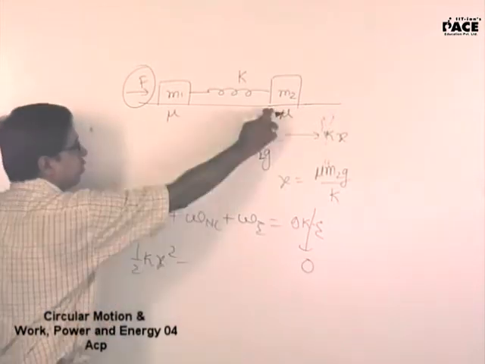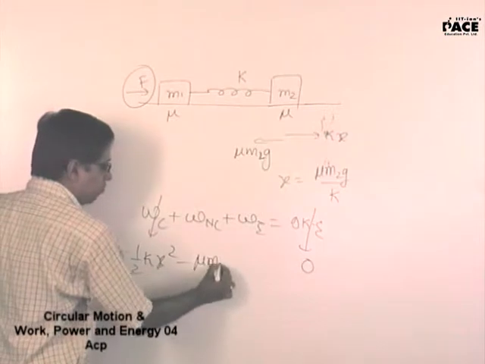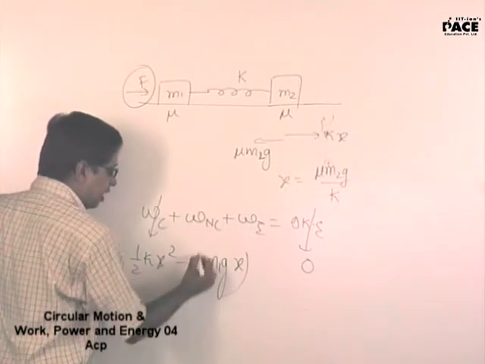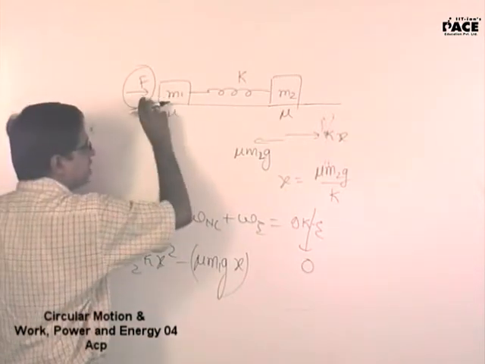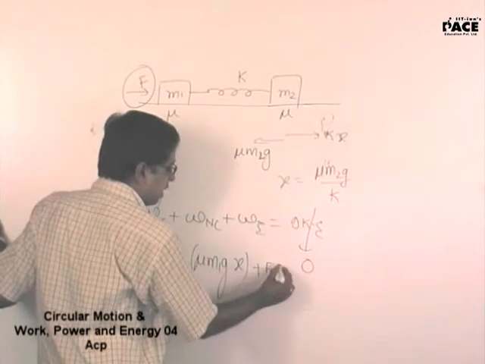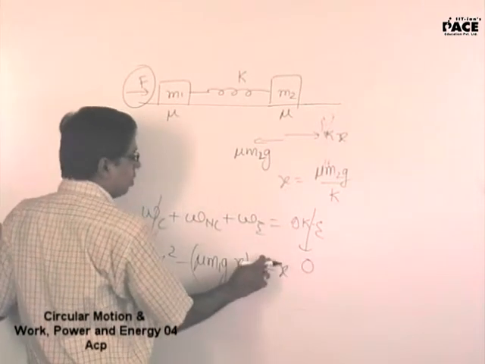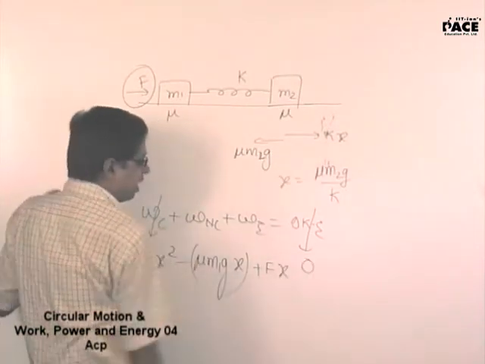Non-conservative force: this block is not yet moving, but this block moved. Mu M1 g is the frictional force into x. That will also be negative because frictional force is in this direction, displacement is in the forward direction. Plus F into x. Now this will be negative or positive? Force is in this direction, displacement is in the same direction.